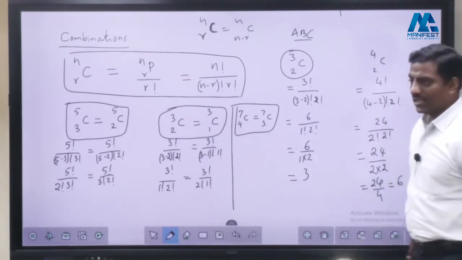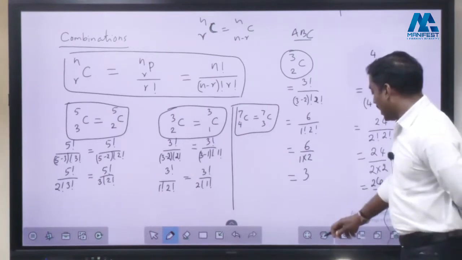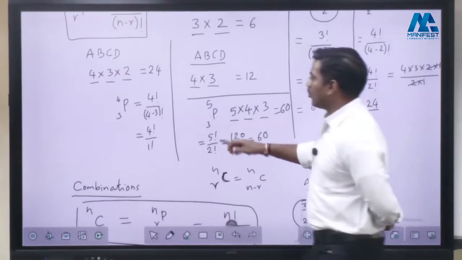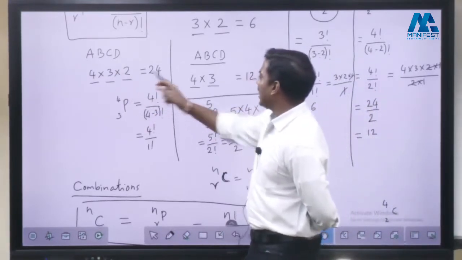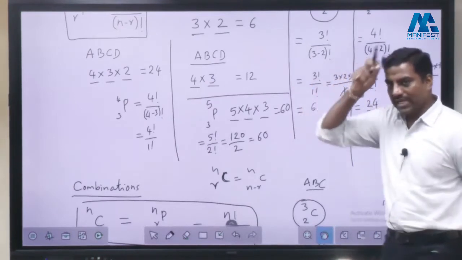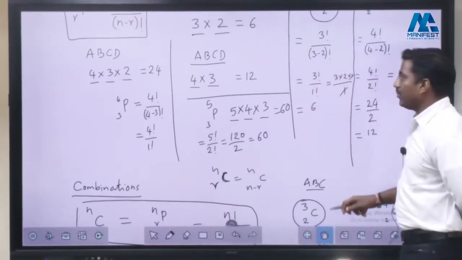After all these things, how I had told this one, rather than going for this big calculation, I'll directly write like this. So similarly, how to write for combinations?